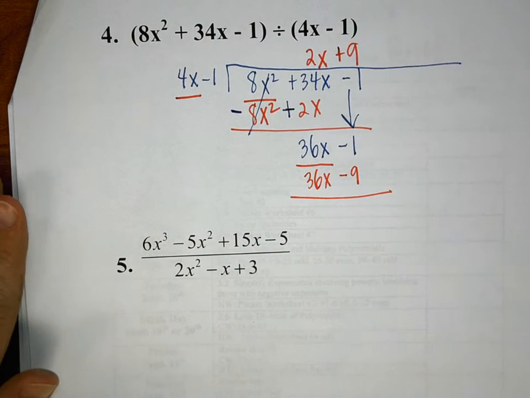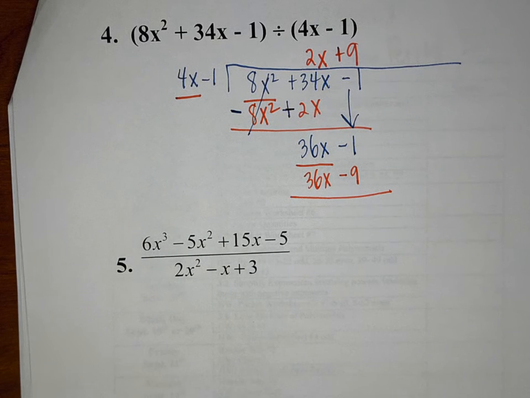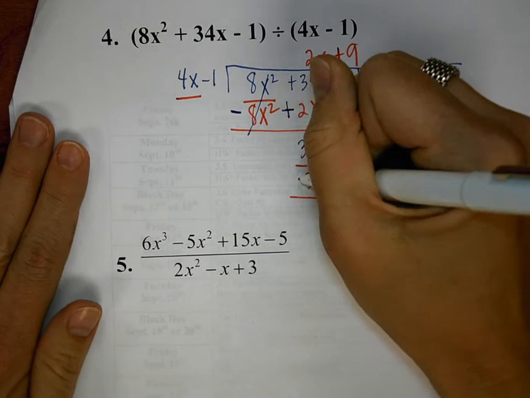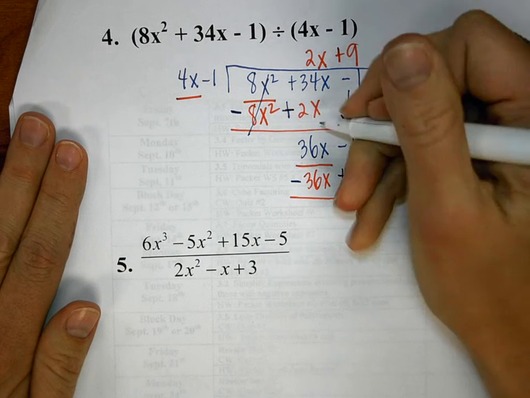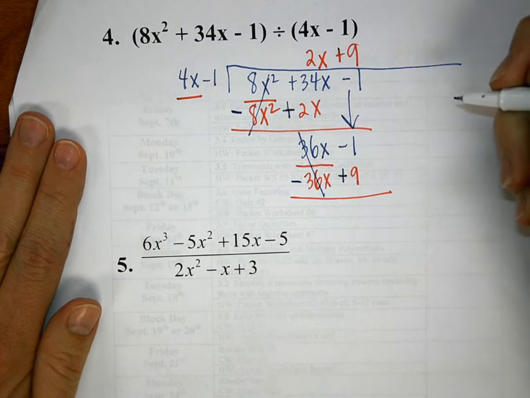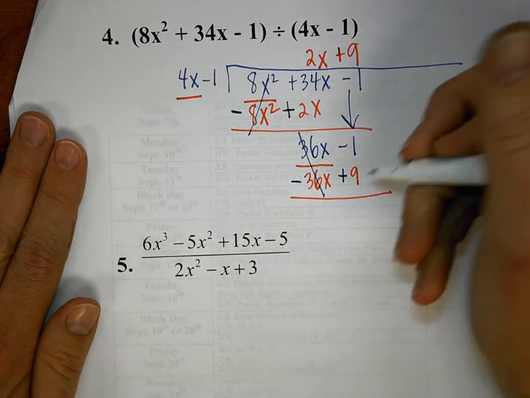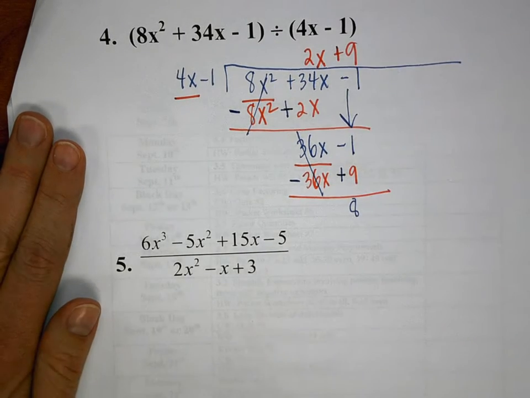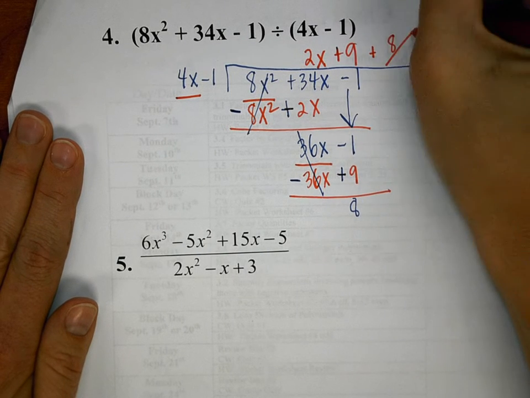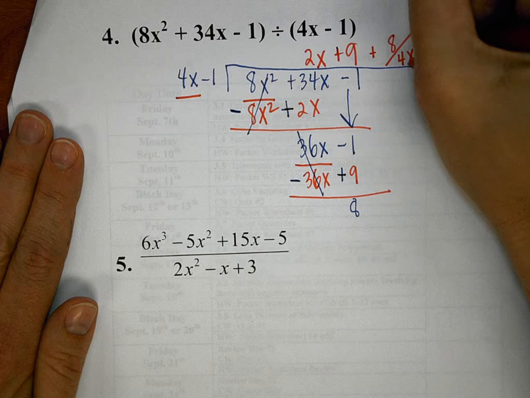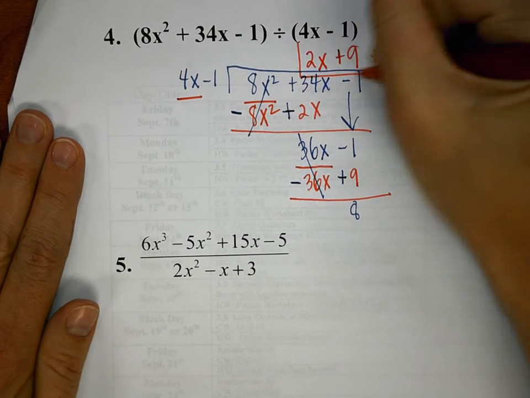Now, what's next? Good, subtract. So this becomes a minus and this becomes a plus. These cancel. Negative 1 and 9 make 8. So my remainder, I write that as plus 8 divided by 4x minus 1.